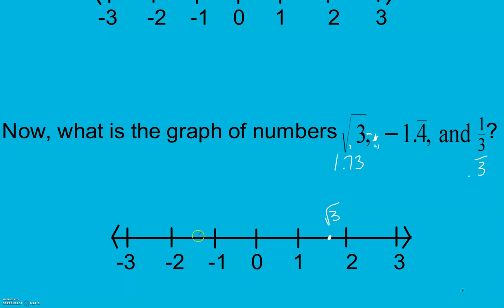-1.4 is between -1 and -2. 1.4 repeating, so this would be like 1 4/9. And 1/3 is in between 0 and 1, a third of the way.